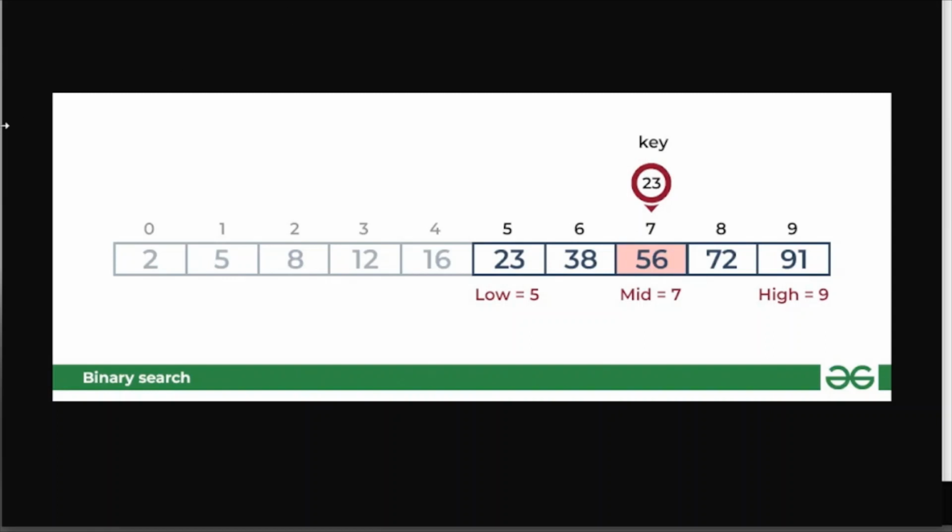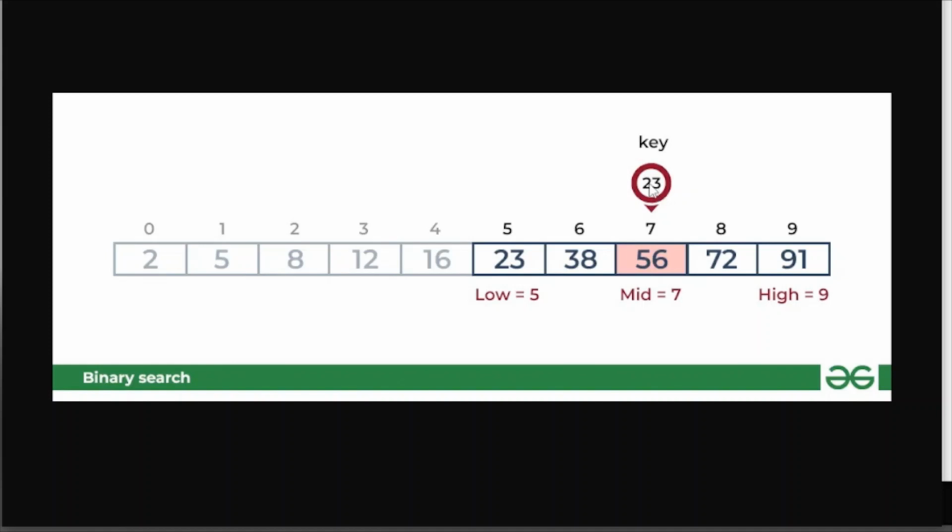After changing the low variable from 0 to 5, we reduced our search space, which was 0 to 9, and now it is 5 to 9. Now we will again calculate the mid index. We will again apply the formula low plus high divided by 2. Here in this case low is 5 and high is 9. If we add them both, the answer will be 14, and if we divide this by 2, the answer will be 7. So the mid index will be 7. Now we will again compare the mid index element with the key.